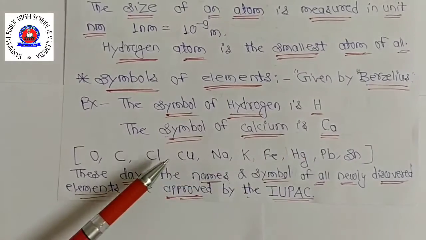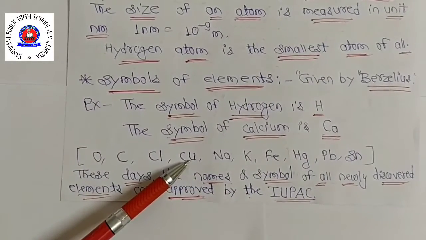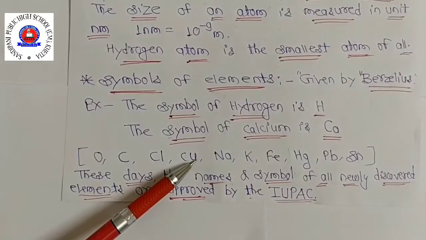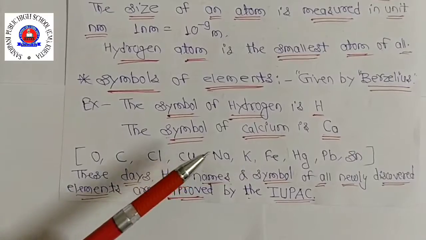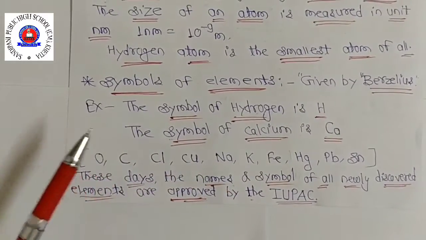Clear this one? And copper, English name of the element is copper, and that symbol Cu comes from the Latin name, cuprum. So these are some symbols derived from the Latin names of the elements.